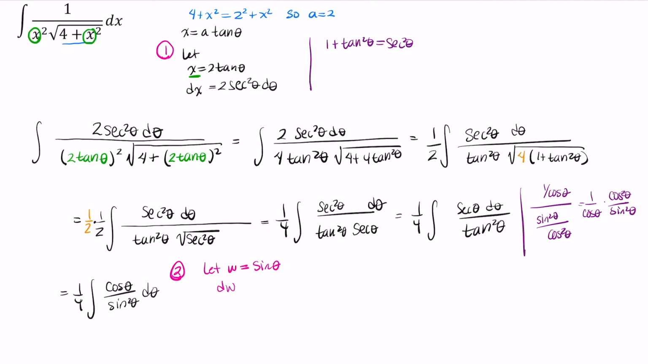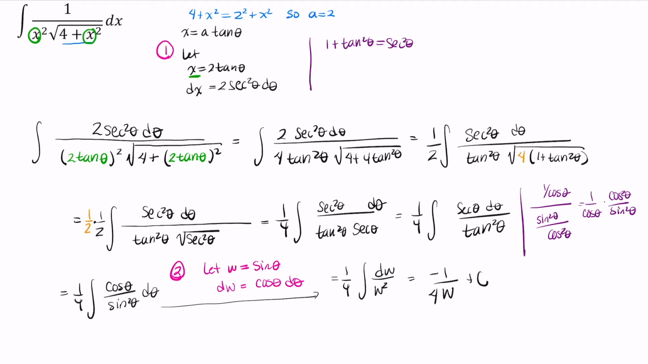So dw, apologize for that little jump in the screen there, dw equals cosine theta d theta. And that's right here. So we really have 1/4 of the integral of 1 over w squared dw. Well, what is this equal to? This is equal to negative 1 over w. Oh, excuse me, I forgot that constant before. Negative 1 over 4w plus a constant.